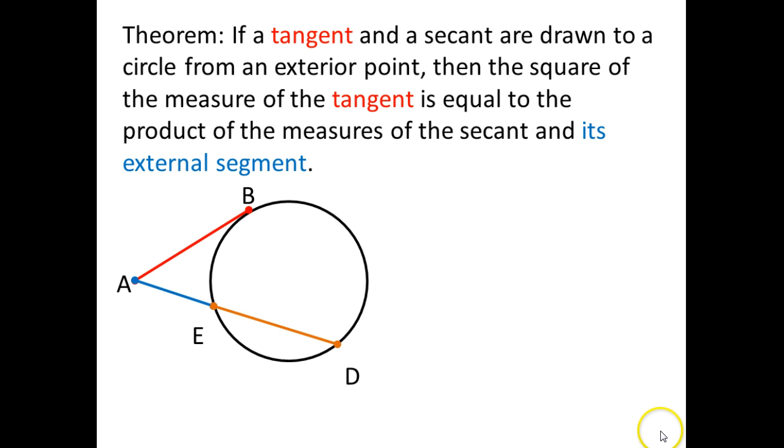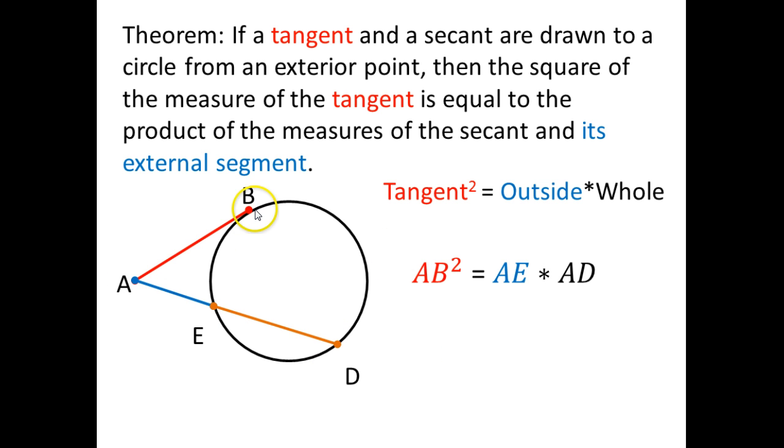The last theorem says, if a tangent and a secant are drawn to a circle from an exterior point, then the square of the measure of the tangent is equal to the product of the measures of the secant and its external segment. So the tangent squared equals the outside part times the whole secant. AB squared equals AE times AD.